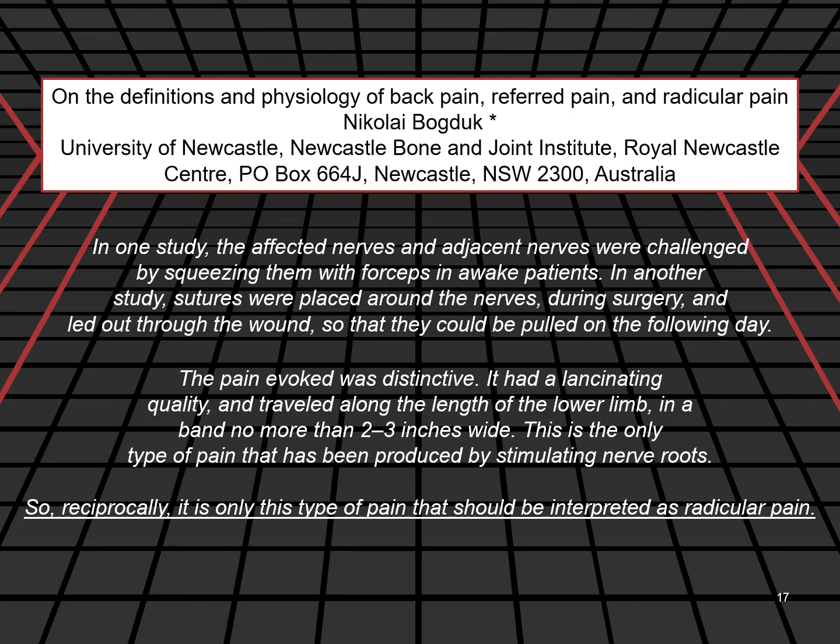The pain evoked when they did that was very distinctive. It wasn't dull, it wasn't achy, it wasn't pressure, it did not have the somatic referred pain pattern. It was lancinating, which means stabbing, sharp, and it traveled along the whole length of the lower limb in a band-like pattern, like duct tape, 2 to 3 inches wide. And this was the only type of pain that they were able to produce by stimulating the nerve roots, by either squeezing them with forceps or tugging on them through the sutures. So reciprocally speaking, it is the only type of pain that should be interpreted as radicular pain.